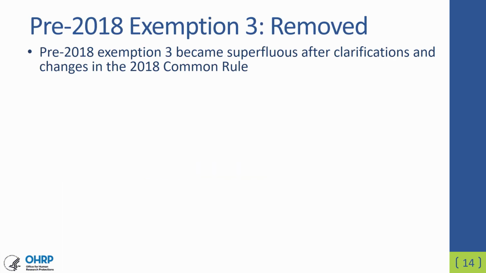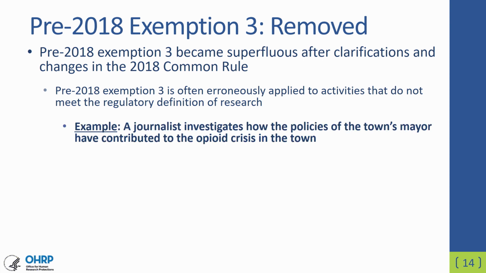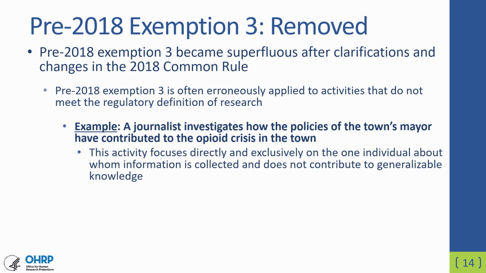Exemption 3 has become superfluous after clarifications and changes that were made in the revised 2018 Common Rule. One of these clarifications is that Exemption 3 is often erroneously applied to activities that otherwise do not meet the regulatory definition of research. For example, if a journalist investigates how the policy of the town's mayor has contributed to the opioid crisis in the town, this activity focuses directly and exclusively on the one individual about whom the information is being collected, and this activity does not contribute to generalizable knowledge.